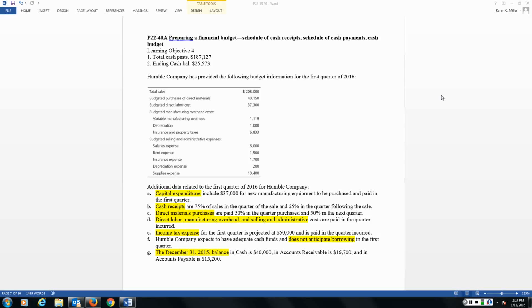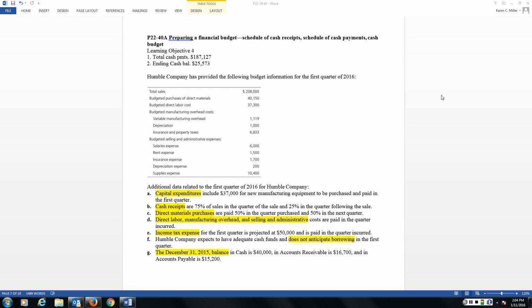Okay, learning objective 4 discussed the preparation of a financial budget, which includes the income statement, the balance sheet, and the statement of cash flows. Once our operating budget is complete, we have a significant portion of the numbers that we need to prepare these budgeted financial statements, but we're still lacking a few other supporting documents. Namely, we need to understand the schedule of cash receipts, cash payments, and capital expenditures.